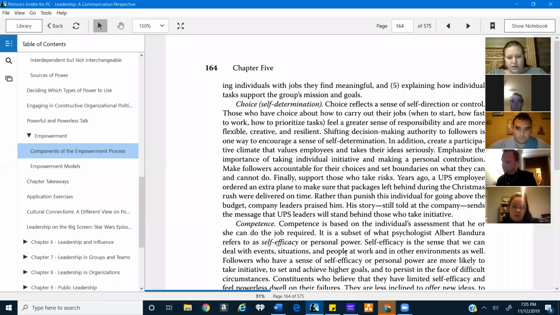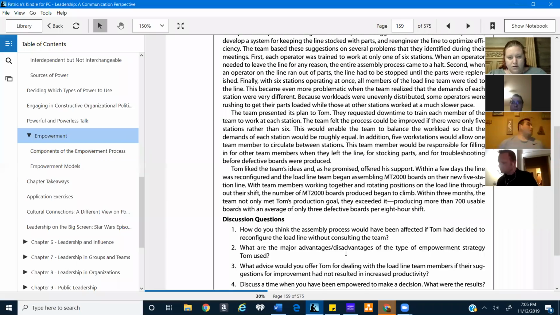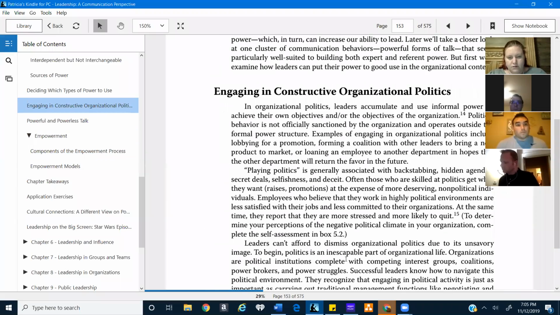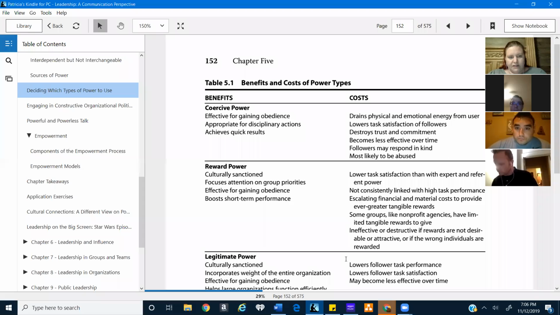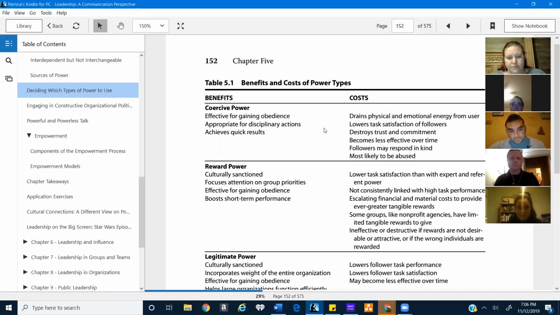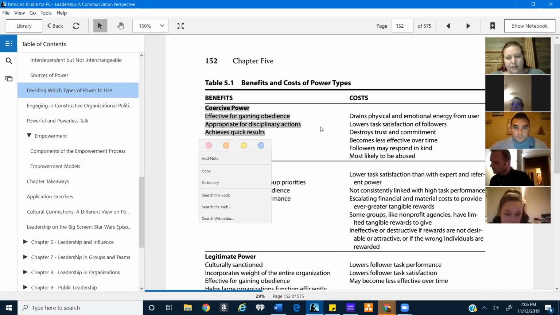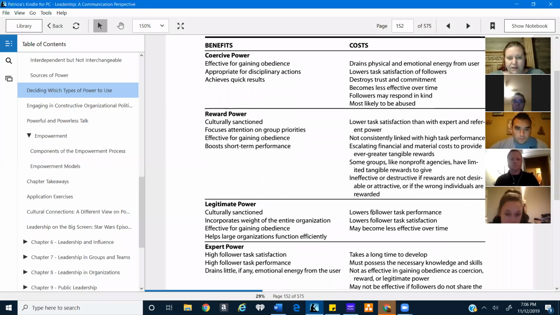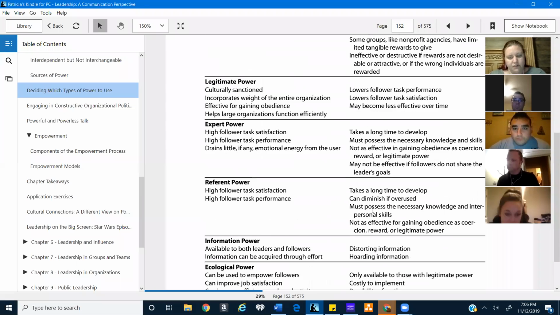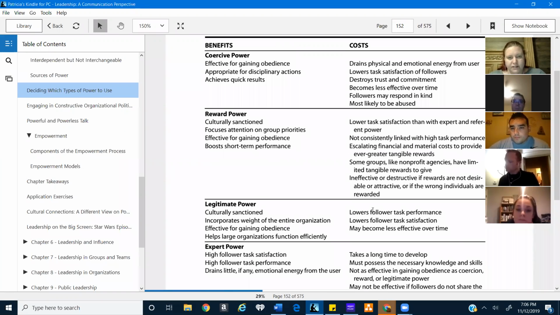And then there was a really good table on page 152, Table 5.1, that talks really quick about the type of power and the cost of each power. That's an interesting table to refer to and might be helpful during our discussion.